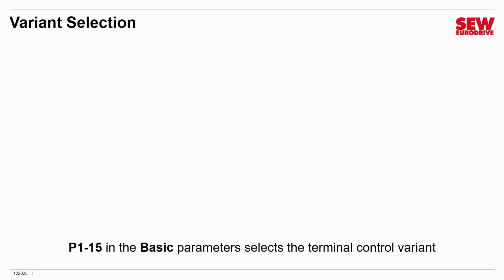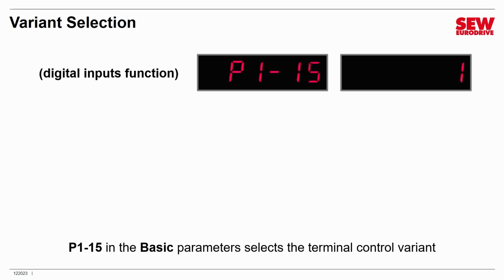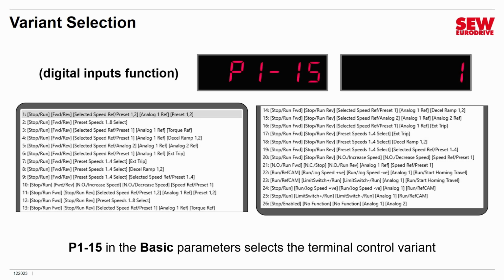So how do you select a variant? Variants are selected by parameter 1-15, which is in the basic parameters. The default variant is 1, but you can see here the complete list. So values 1 through 26 select different variants. Variant 0 is the customized one, which we'll talk about next time. So you can see from this list what each input does. Now we're going to talk about how to interpret these in much greater detail in just a couple minutes.